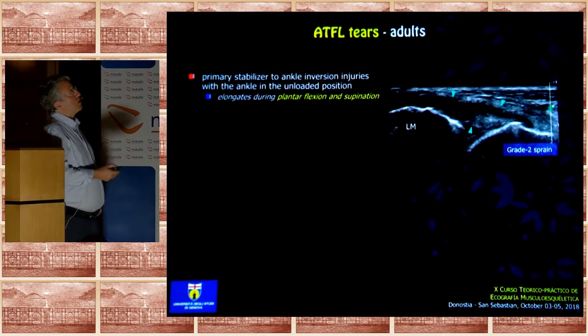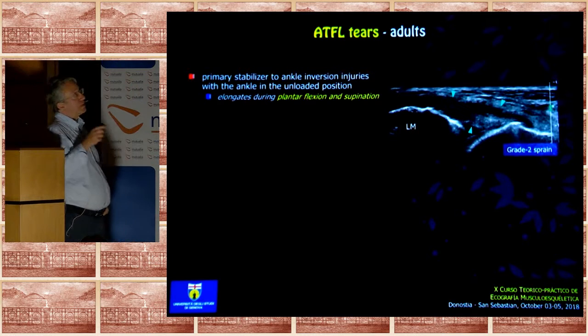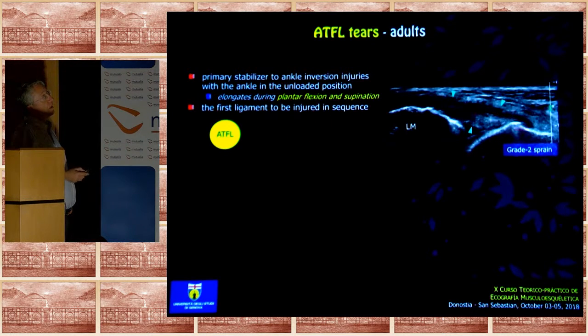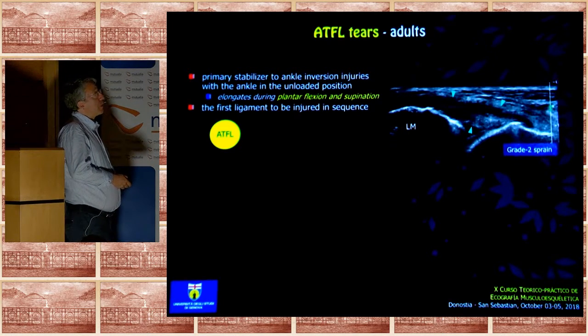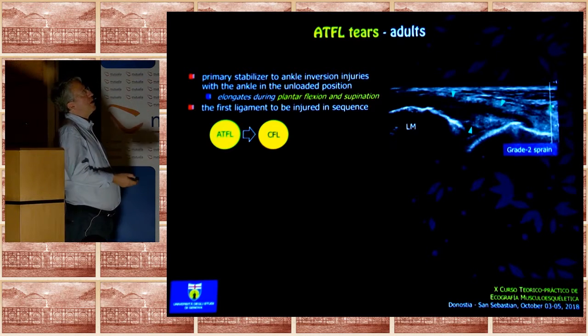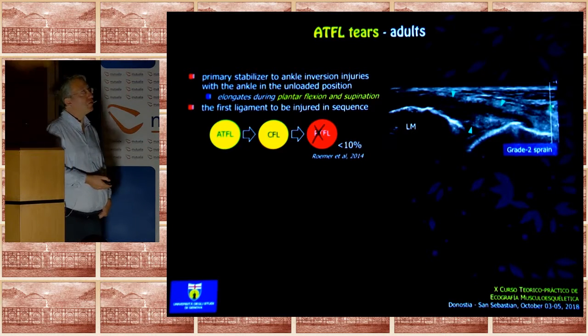In the adult population, we don't have problems affecting the bony attachments, but the mid-substance of the ligament. And you know that in these cases the ATFL is the first to tear. With progressive load, the second ligament in general involved is the calcaneofibular ligament, and the posterior ligaments, specifically the posterior talofibular ligament, are really involved in a minority of cases.